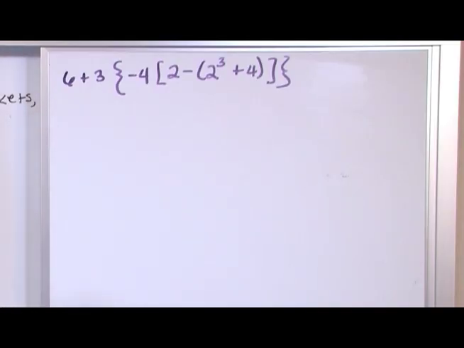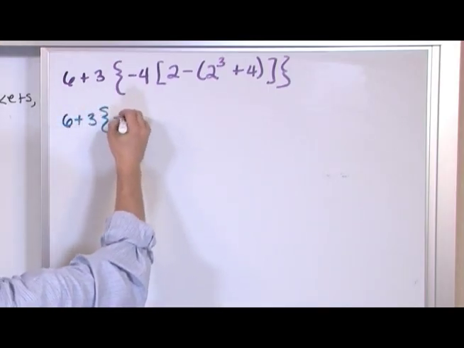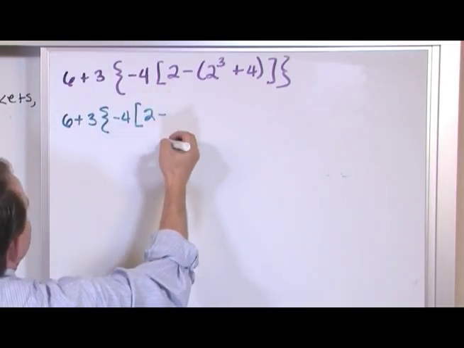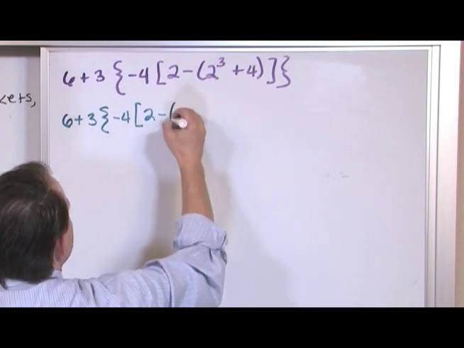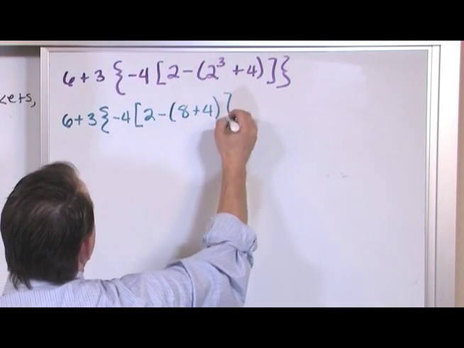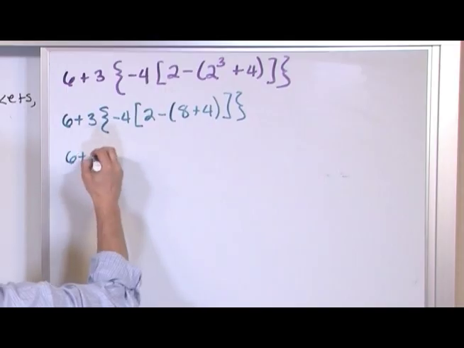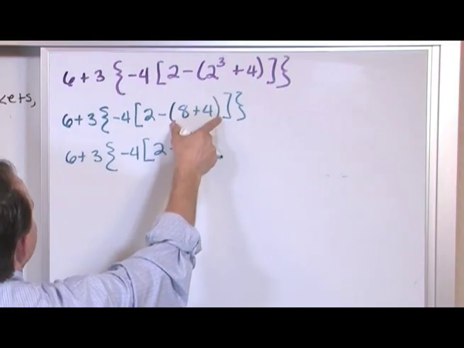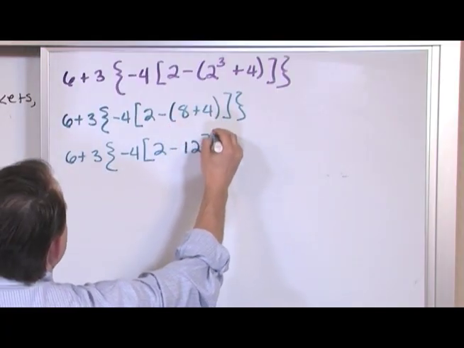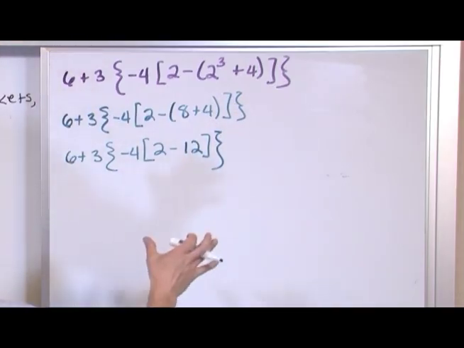Okay? So let's go ahead and rewrite it. 6 plus 3, bracket, -4, bracket, 2 minus. Now, inside of here, we have to do the exponent first. 2 cubed. 2 times 2 times 2 is 8. 8 plus 4. Close this, close this, close this. We still have to continue inside of the innermost parentheses. 6 plus 3, brace, -4, bracket, 2 minus. Now here, 8 plus 4 is 12. Close and close. Okay, now we continue to zoom into the innermost bracket. 2 minus 12 is going to give us -10.